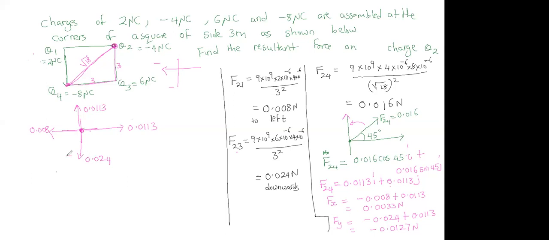Anything down, we call it negative. Anything to the left is negative. So for the forces acting along the x direction, we shall have this 0.0113 minus this one acting on the left, which is minus 0.008. Once you do so, you'll end up with 0.0033 newtons. Looking at the ones acting vertically, that is what you call Fy. You get this upper one and add it to the one down. So it is 0.0113 minus the one down, which is 0.024. So you end up with negative 0.0127 newtons. That is F1. Chiberu, I don't know, are they on the same track?